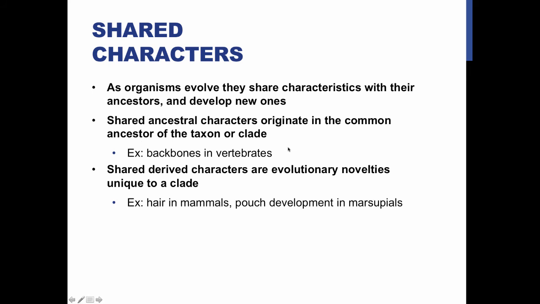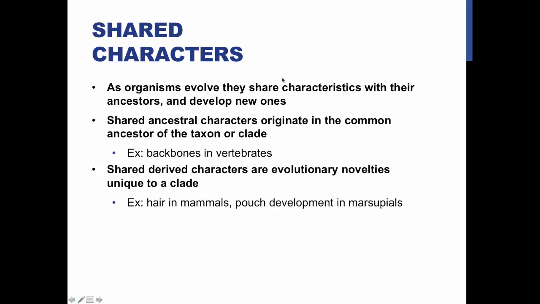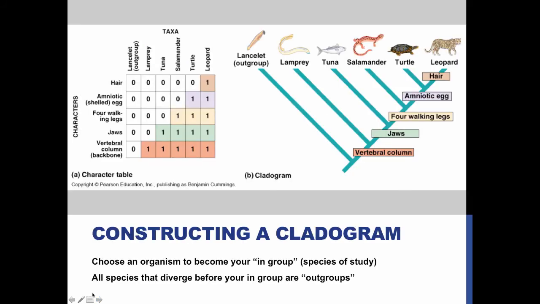So shared characteristics are, again, what we use to classify. So we're going to look at homologous characteristics. We're going to look at currently shared characteristics. So shared ancestral characters originate in the common ancestor, so backbones, in vertebrates. Everything in the vertebrate clade is going to have a backbone because that originated from some common ancestor. Whereas a shared derived characteristic is something that is unique to that particular clade. So for example, marsupials have pouch development. Mammals have hair. They have amniotic offspring, things like that.